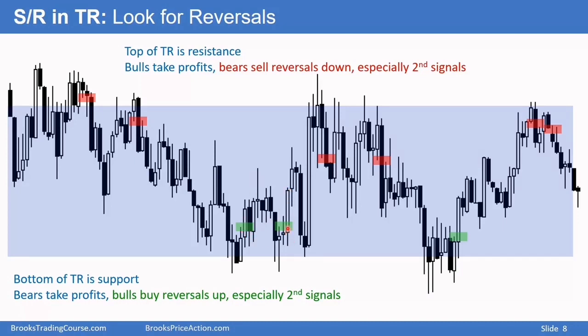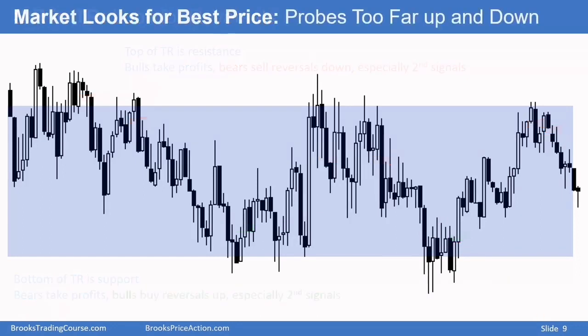Bulls will get long at the bottom, reversal up. Bears will get short at the top, reversal down, especially second entry sells. First entry, second entry. First entry, second entry buy. Higher probability if there's a second entry.